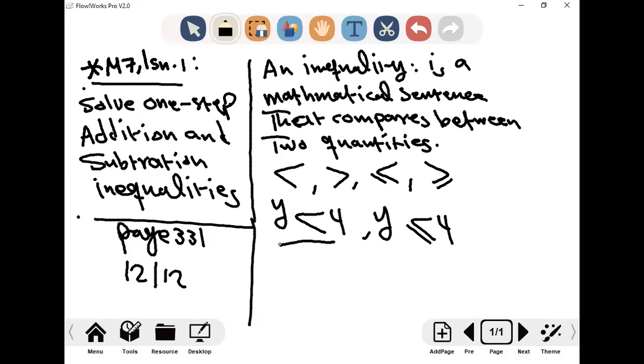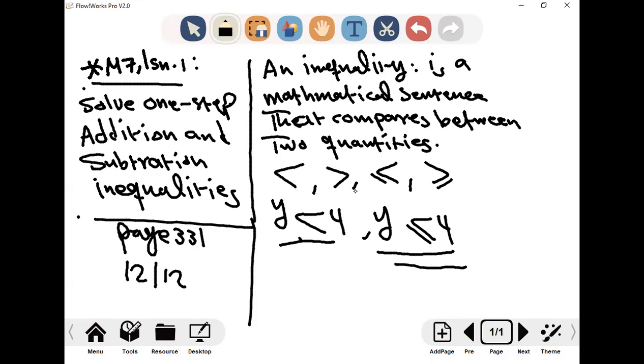When I say y is 3, is it a solution for this one? Yes, 3 is less than 4. When I say y is 2, is it a solution? Yes. When I say y is 5, is it a solution? No. Got it? Why? Because 5 is not less than 4. But when I say here y is 4, is it a solution? Yes, because it has equal there. But here y is 4 is not a solution because 4 is not included. Got it?